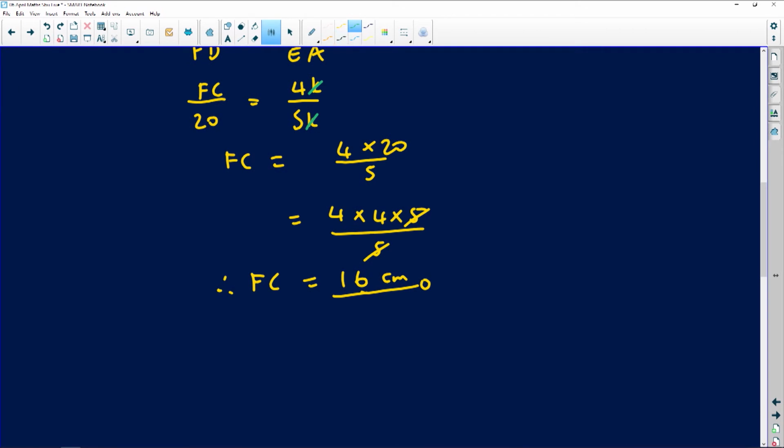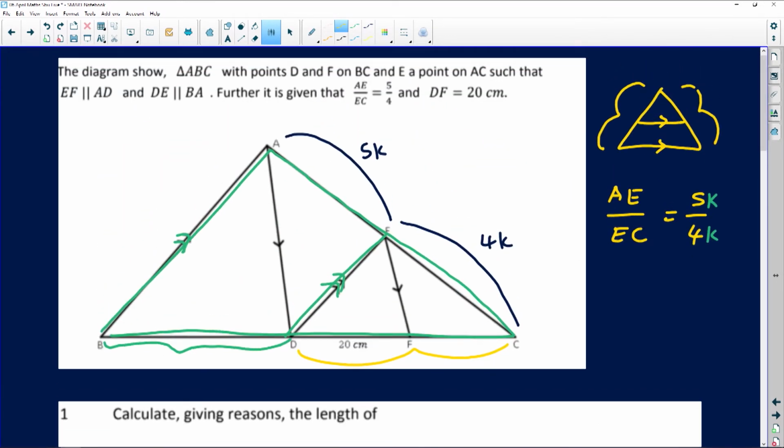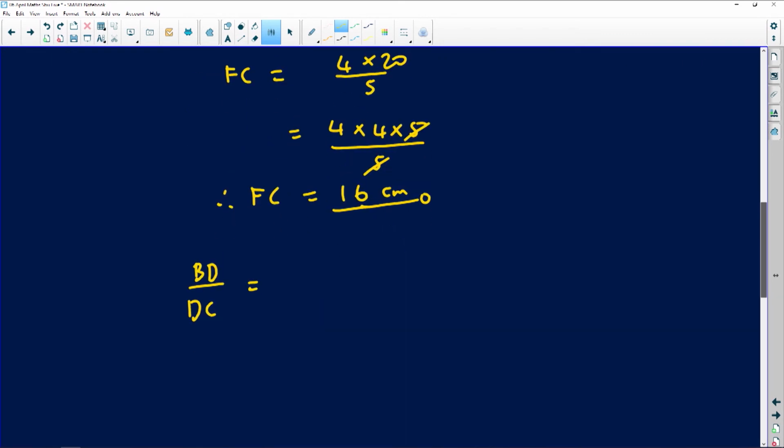So that's what I'm going to write. I'm going to say to the examiner, BD divided by DC equals, let's check what that is going to be. BD divided by DC will be AE divided by EC. So it's going to be AE over EC, right? And the reason is because of the proportionality theorem.